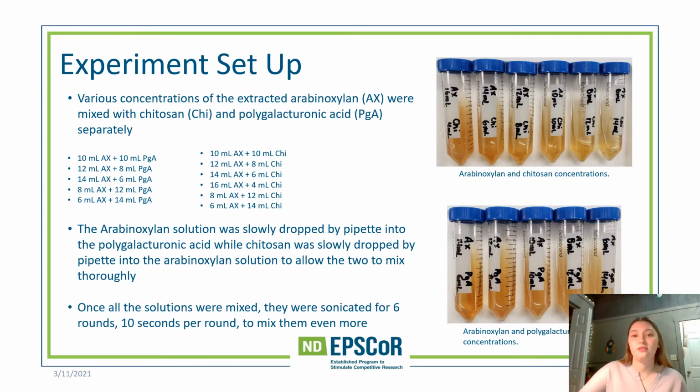For the experiment, various concentrations of arabinoxylan were mixed with chitosan and polyglactronic acid separately. The volume of solution in the tubes remained 20 milliliters for each solution. The concentrations started at 10 milliliters and 10 milliliters, and then one would decrease by 2 milliliters while the other would increase by 2 milliliters, and vice versa. There is another concentration for arabinoxylan and chitosan, which I will talk a little bit more about in the next slide.